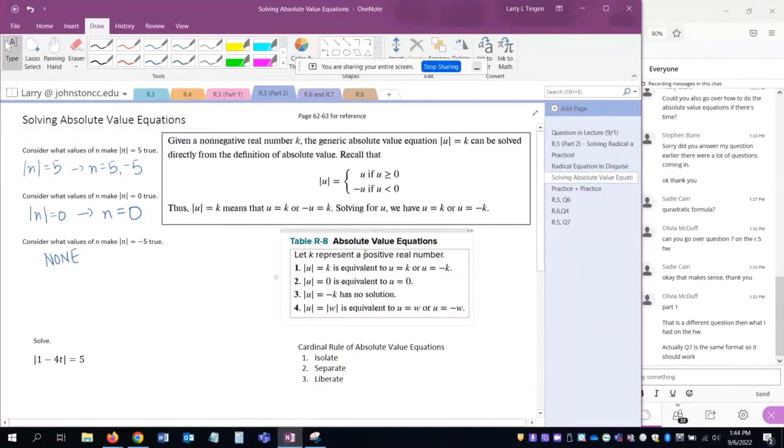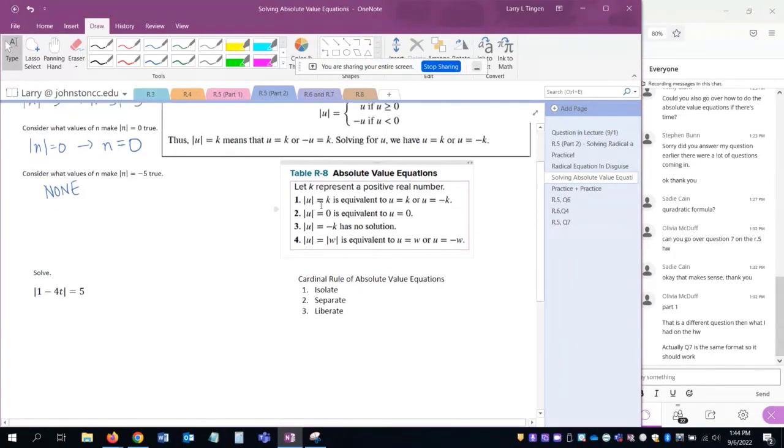And there's our rundown, the cardinal rules here. If the absolute value of u is equal to k, solutions are k and negative k. If the absolute value of u is 0, that's equivalent to u is 0. If the absolute value equals negative k, where we know that k is a positive number, so putting a negative in front of it means that whole side is negative, this can't happen. Absolute value cannot be negative.